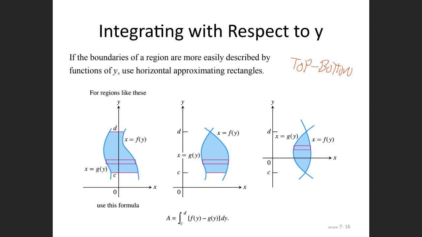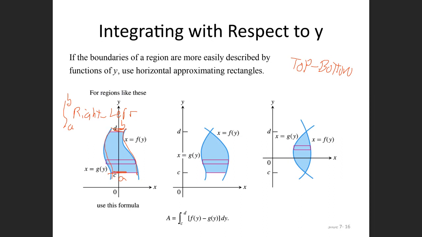Well, if you're integrating along the y-axis, so we're going this way, this is going to be your a and your b value. How low do you go? How high do you go? So it's going to be the integral from a to b, but it's going to be right minus left. The right function minus the left function.